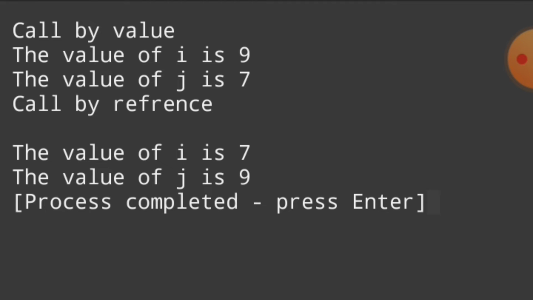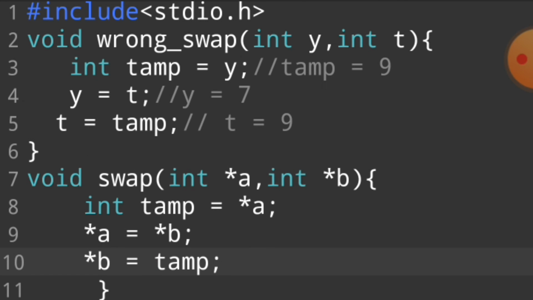Call by value: the value of i is 9, the value of j is 7. Call by reference: the value of i is 7, the value of j is 9. So when we use call by reference, our values are swapped. I explain this topic very well and in an easy way.